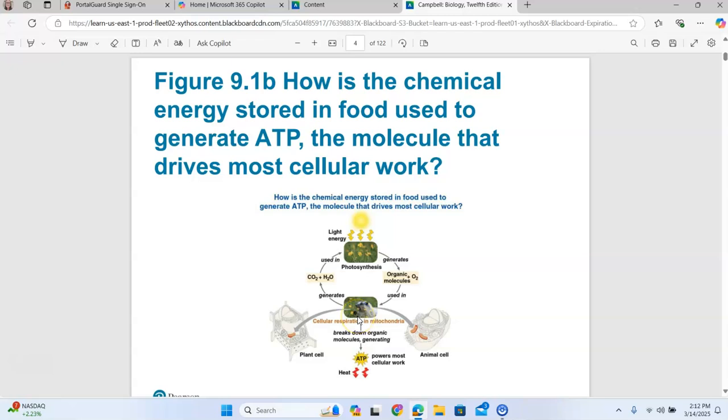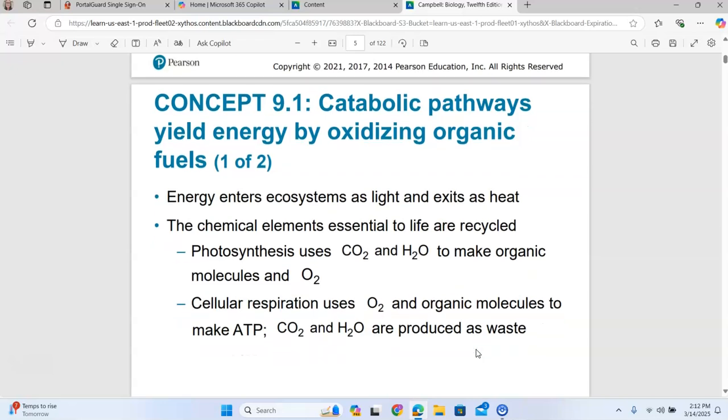So if you notice, plant cells and animal cells carry out cellular respiration. And that occurs in the mitochondria. When the glucose is broken down in the presence of oxygen in the mitochondria of our cells, then carbon dioxide and water are formed as products, and ATP is produced in the process. So that's where we get our energy in the form of ATP.